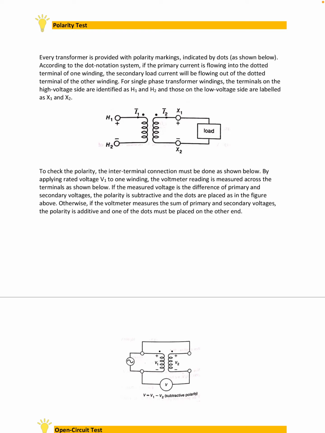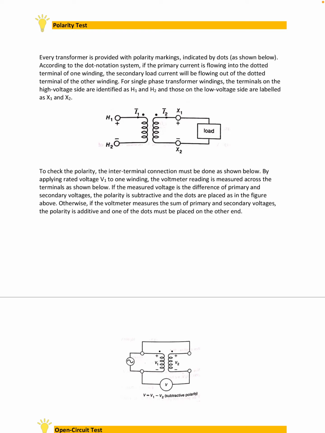So, i-connect daw na to ang voltmeter sa negative sides of the two windings. If the measured voltage is the difference of primary and secondary voltages, then ang polarity na to is subtractive, and hence ang dots kung asa man sila na lugar is in its correct position or in its correct notation or placement. So tama ang iyang polarity.